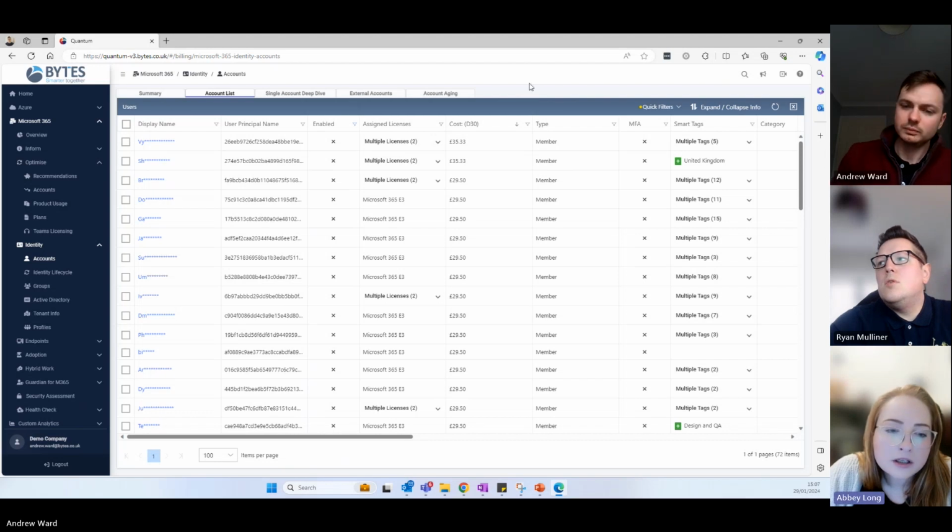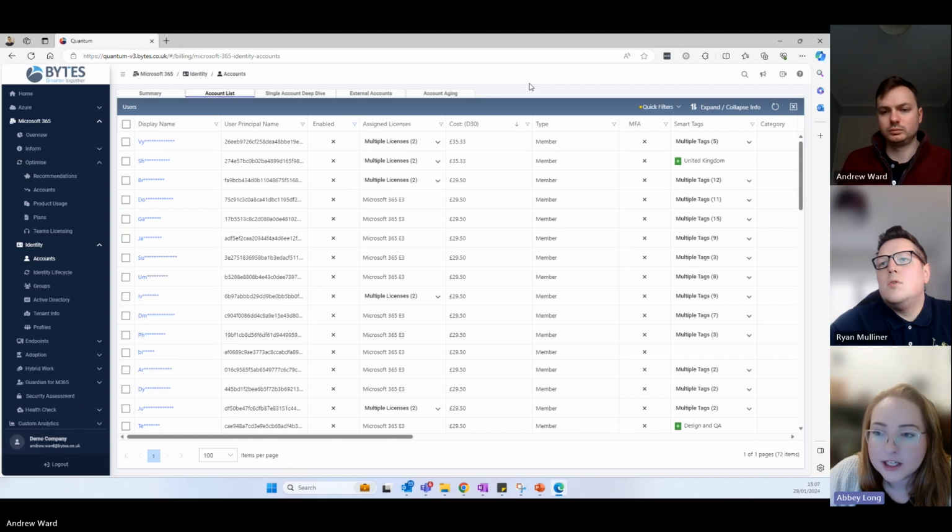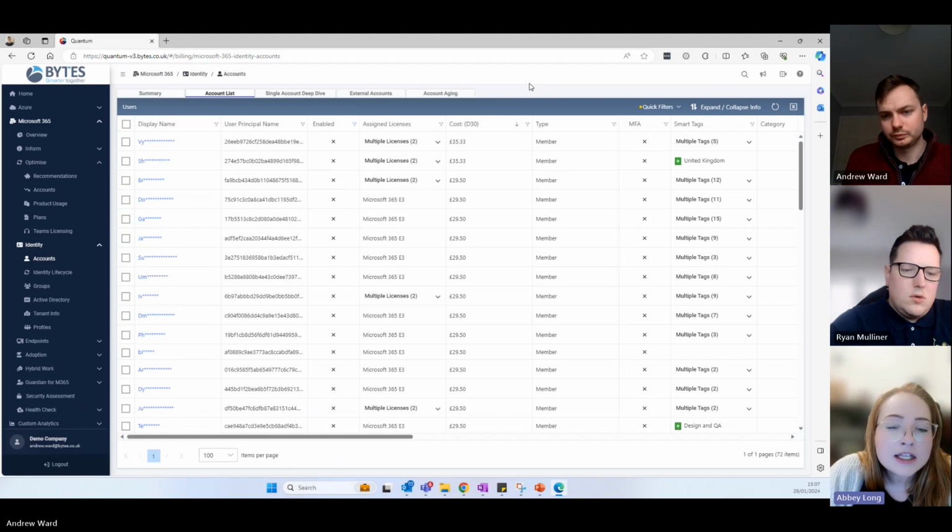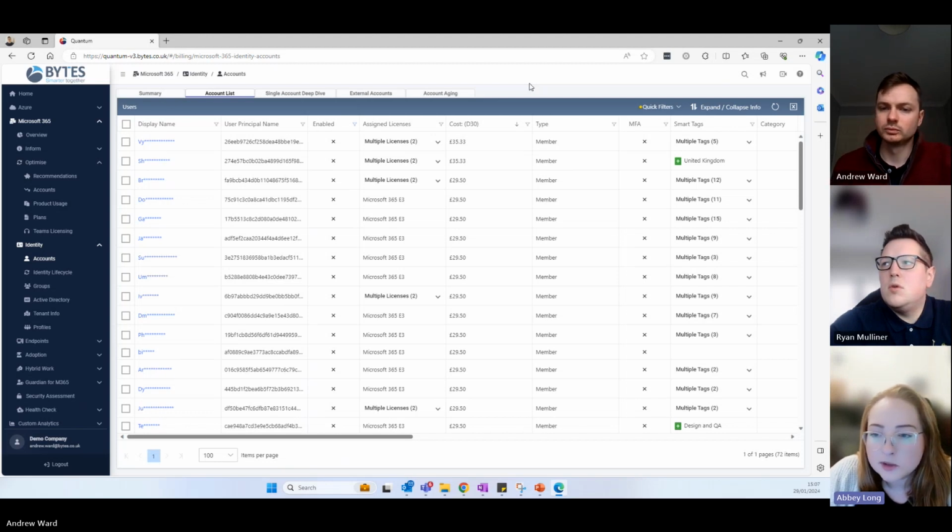So for customers that are unsure if this is going to really assist them on a day-to-day basis and their cost optimization and all of that side of things, is there a small kind of assessment or health check that we're able to offer them to ensure that we are giving them the best solution here?